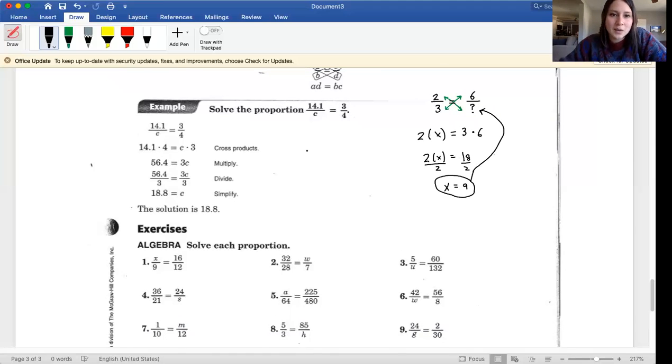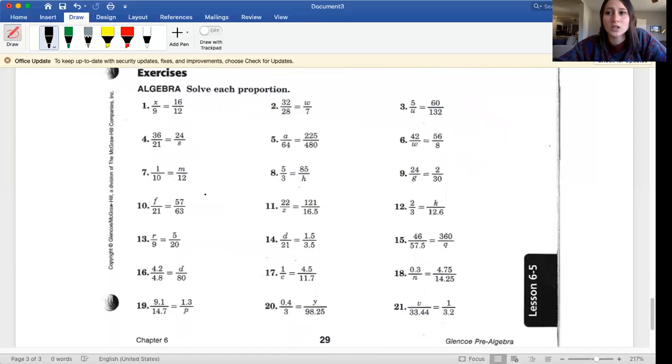So looking at this example, they did the same thing. They multiplied diagonally across, multiplied diagonally across. 14.1 times 4 equals c times 3. Simplified this, divided by 3 on both sides, and got the answer as 18.8 equals c.